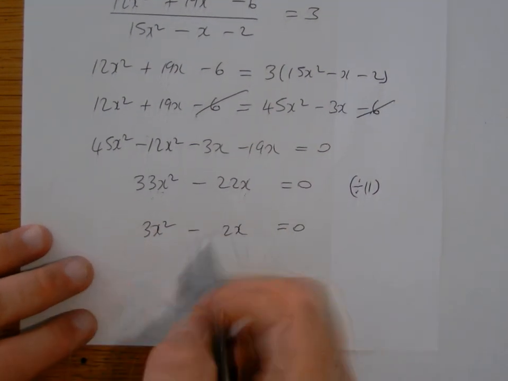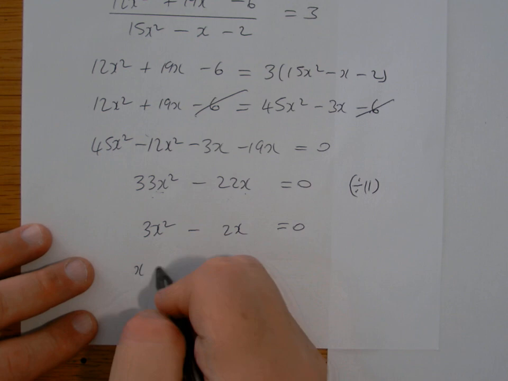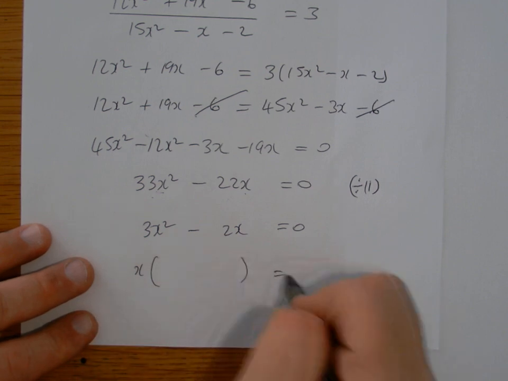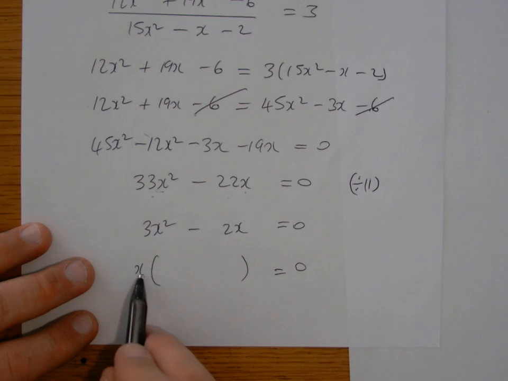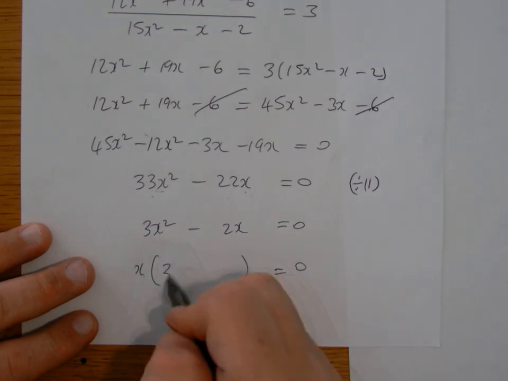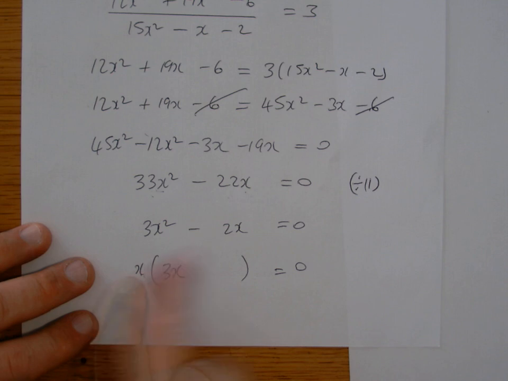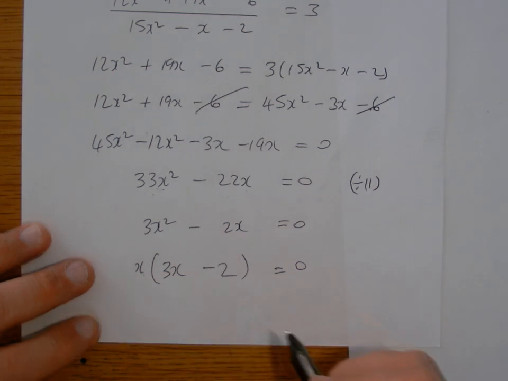And then we factorize out x. x is a common factor. So x and bracket, and then because x is a common factor, we've extracted it. What do I times by x to get this? Well, it'll be 3x. And what do I times by x to get that? Well, it'll be minus 2.